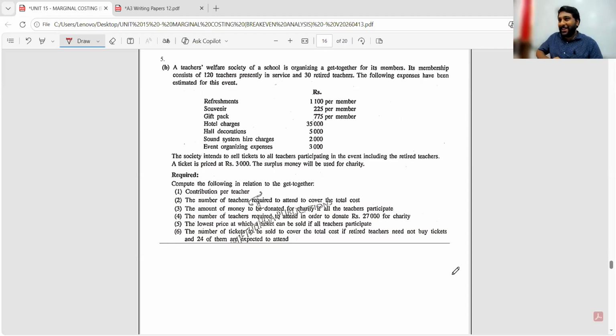We have to apply the learning based on the question. So the following expenses have been estimated. So in total, we have 150 teachers. The society intend to sell the tickets for the teachers who are expecting to participate for the event. The ticket price. Then in this question, people, what is the selling price? Ticket price. Unit is teacher.